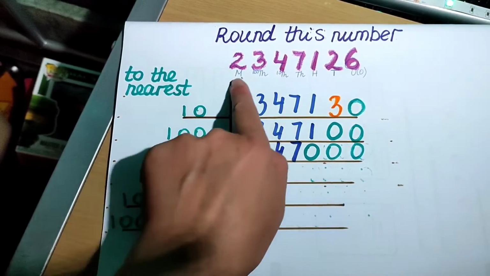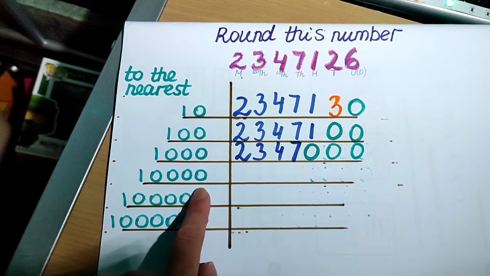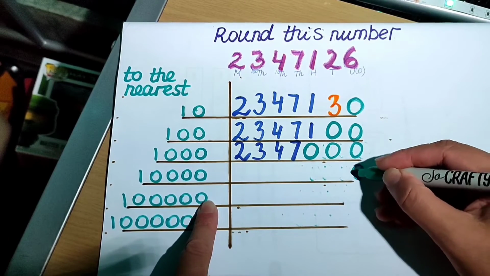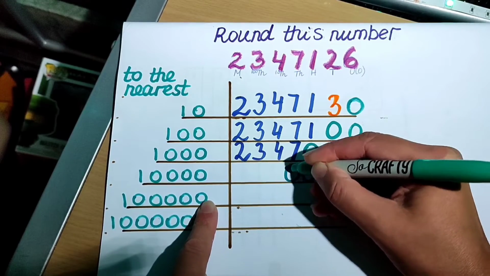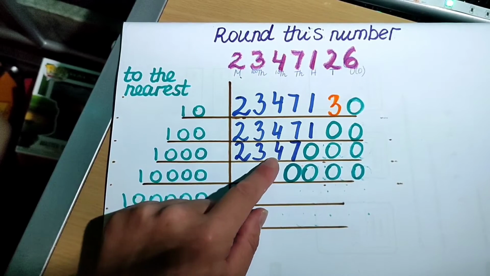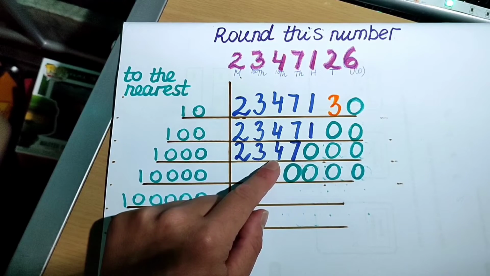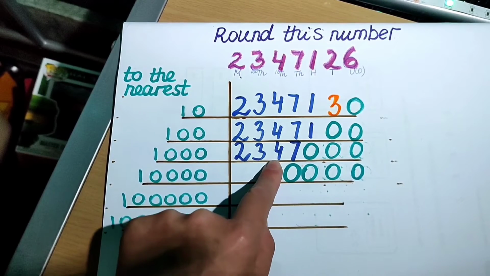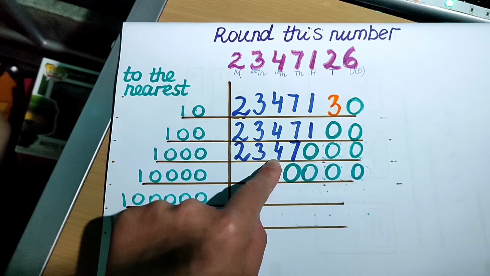Now we are rounding this number to the nearest 10,000. We should have how many zeros at the end? 1, 2, 3, 4. Let's write them down straight away. Now we are not interested in anything after our 10,000s. So we have 47,000. Is 47,000 closer to 40,000 or is it closer to 50,000?